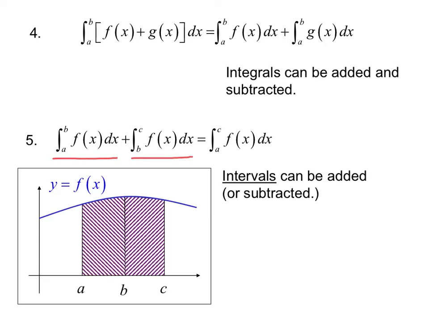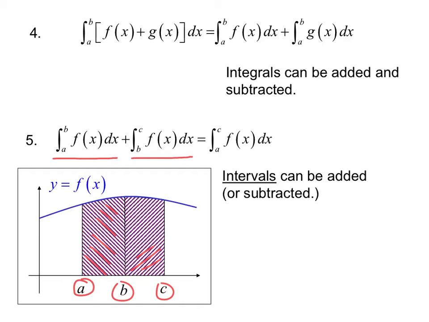So if you look at my picture down below, my integral from a to b, this first integral would find that area. And then my integral from b to c would find this area. So therefore, I can add those 2 areas together, but then it would be the integral all the way from a to c. And that's what this last property is saying: they can be added and/or subtracted. I could subtract them as well, but in this case I'm doing it as an addition.